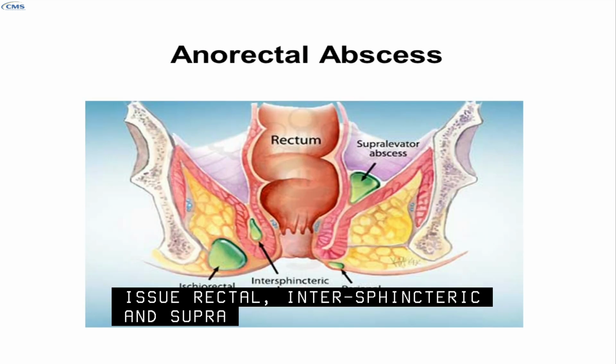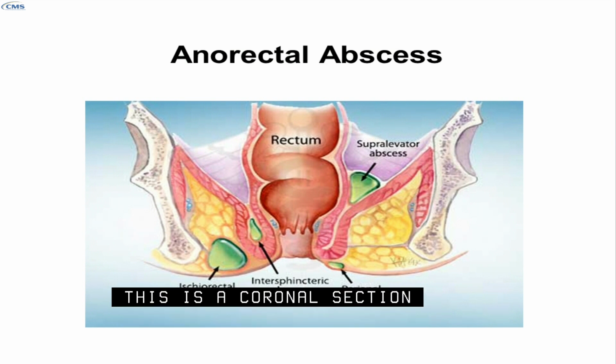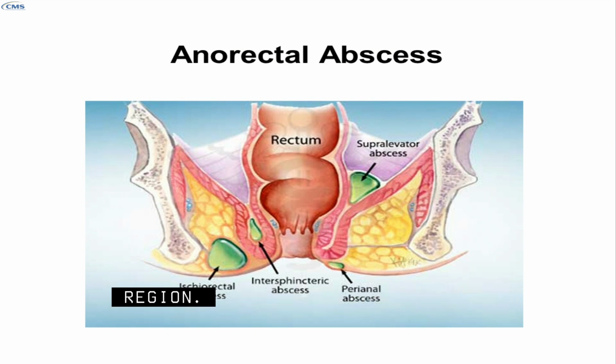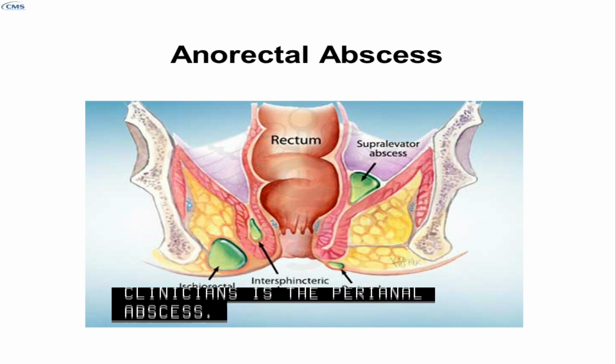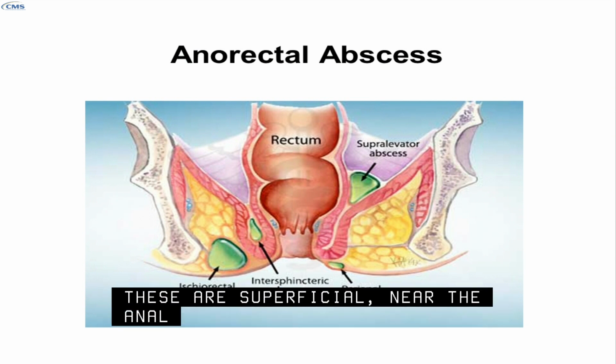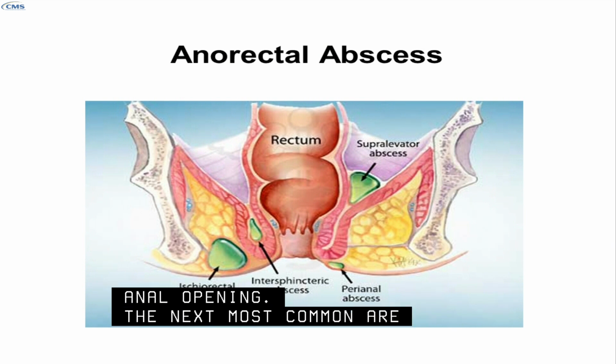So here's the one picture I will show you on this topic. This is a coronal section depicting the anatomy in the region, and it shows the 4 different categories in these green spots. Usually the most easily recognized by clinicians is the perianal abscess. These are quite superficial, right near the anal opening. The next most common category is ischiorectal abscesses, which are a little bit deeper and usually a little bit more consequential in terms of leading to fistulas.